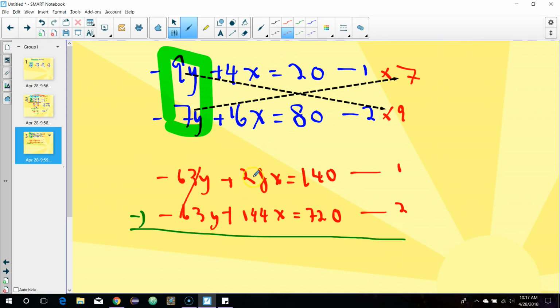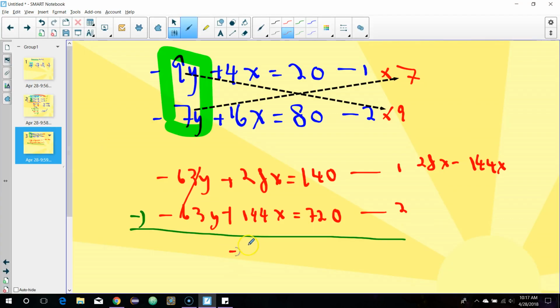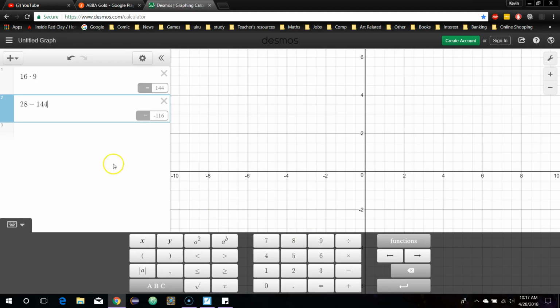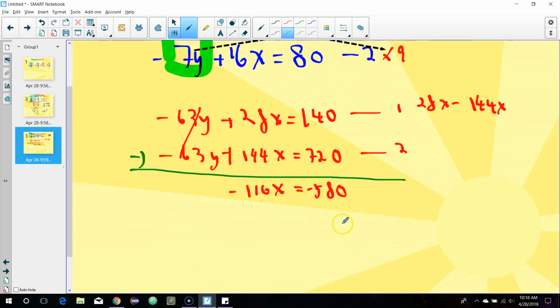So that gets crossed out. 28x, I'll write that out, x minus 144x. It's not a nice number. 28 minus 144 is negative 116, negative 116x. 140 minus 720 is negative 580. And then it's still the same process.